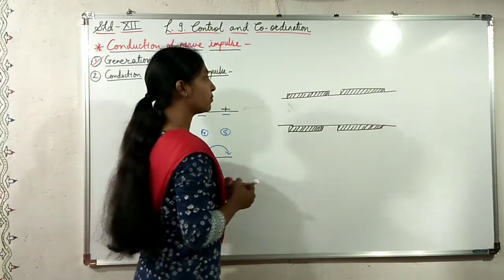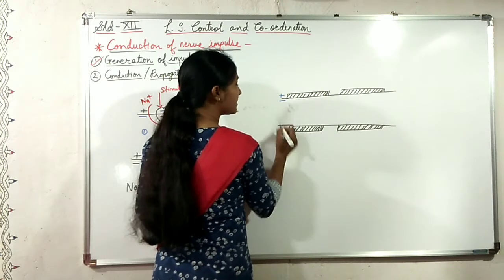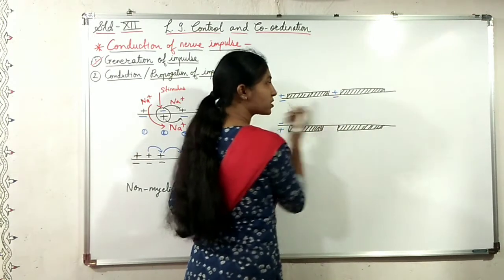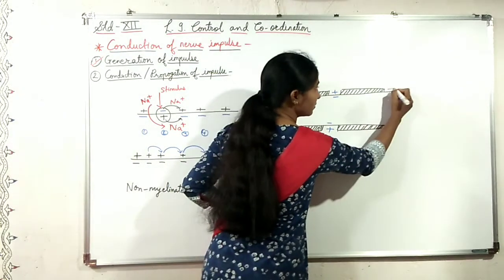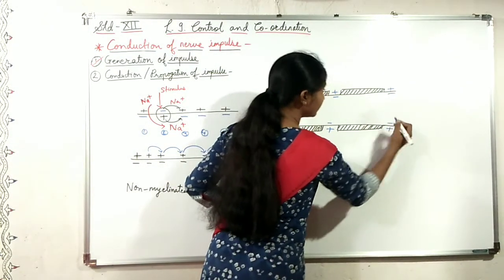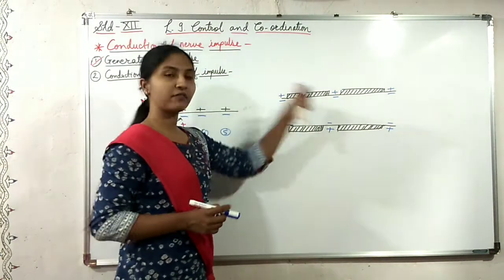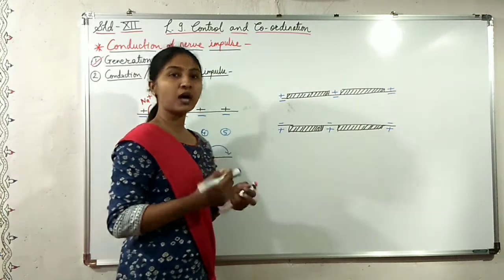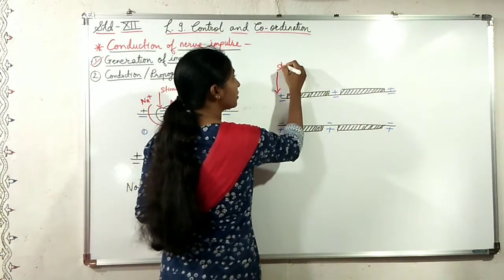So here also the outer side is electropositive, the inner side is electronegative. Here also the outer side is electropositive, inner side is electronegative. In this way. Now, if these charges have to travel from one node of Ranvier to another node of Ranvier, how will they travel? Here, suppose a stimulus is given to the nerve fiber.